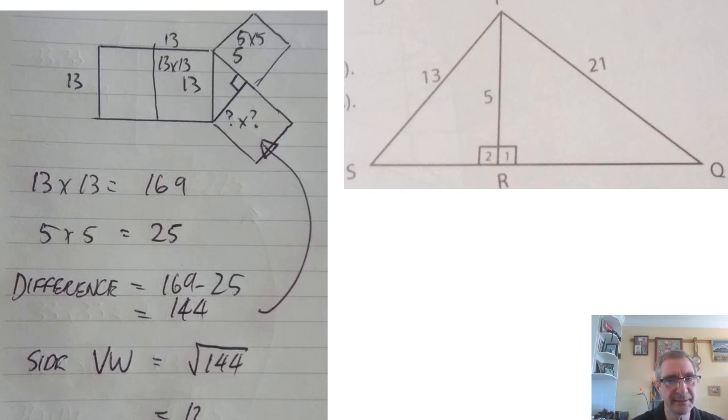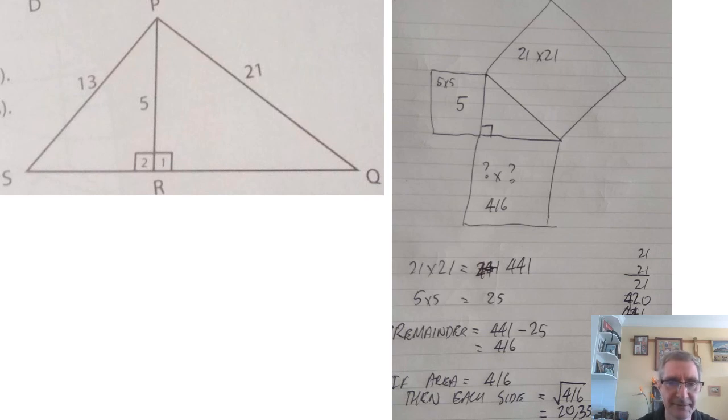So we look at that, and the square on the hypotenuse's area is 13 times 13, which is 169. The square on the side length 5 is 5 times 5, which is 25, which means that the square on the base must be the difference between the two. We take 169 minus 25, and the square on the base is 144. So to find the length of the base, we take the square root of 144, which is 12.